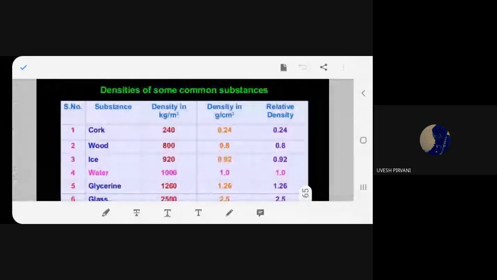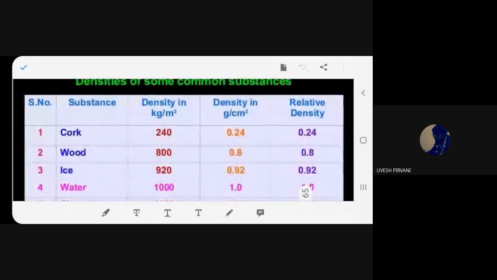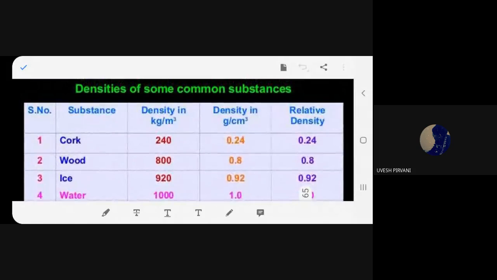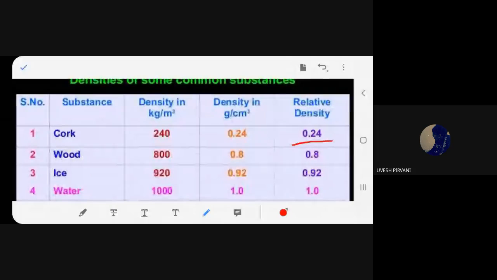So these are densities of some common substances. If at all we will be doing numericals, it will be given to you, so you need not worry about it. For example, see the relative density of cork. It is 0.24. That means it is less than 1. Yes or no? 0.24 is less than 1. So what will happen? It will float or sink?